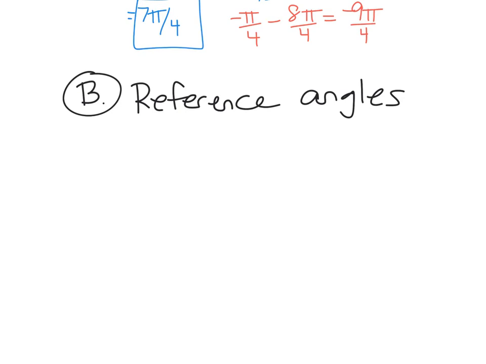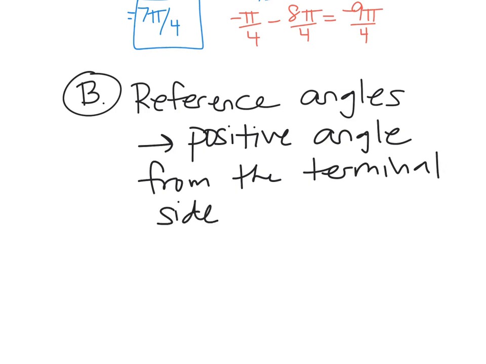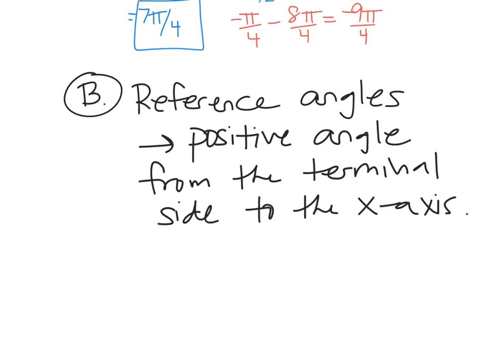Now, a reference angle is a positive angle from the terminal side to the x-axis. The terminal side of your angle is the ending side of it. From the terminal side to the x-axis, that's going to be called a reference angle. And you might write that down and think, I don't know what that is. Okay, I'll show you. Here we go.